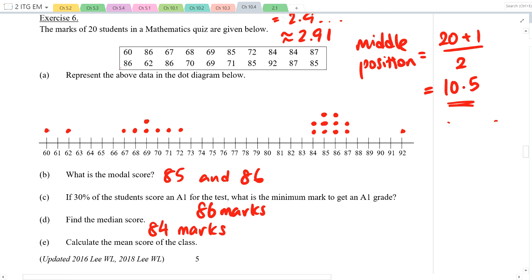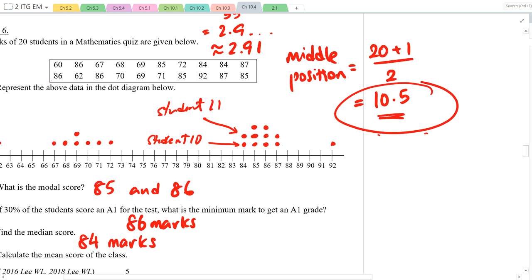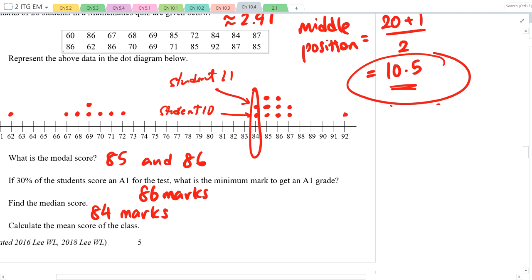Okay, let's count. 1, 2, 3, 4, 5, 6, 7, 8, 9. This over here is student number 10. This is student 11. Agree? How much did student 10 get? 84. How much did student 11 get? 84. So the middle position being 10.5, I require the average of these two values. Understand? So what is the average of 84 and 84? 84. Okay?